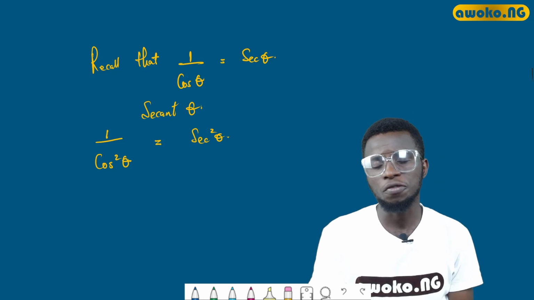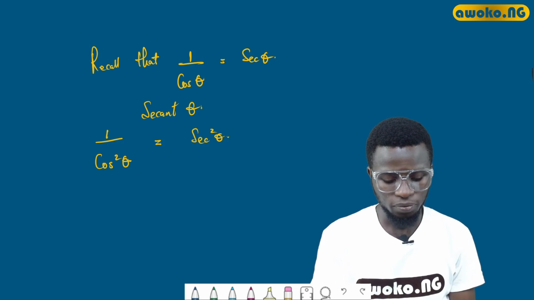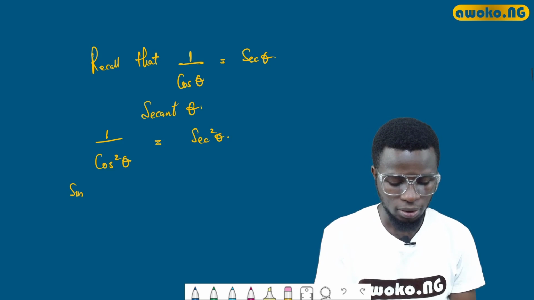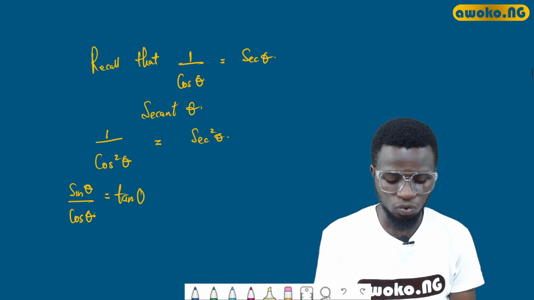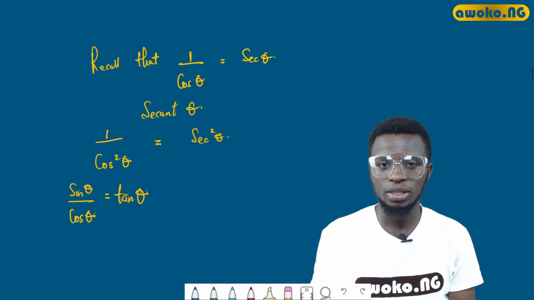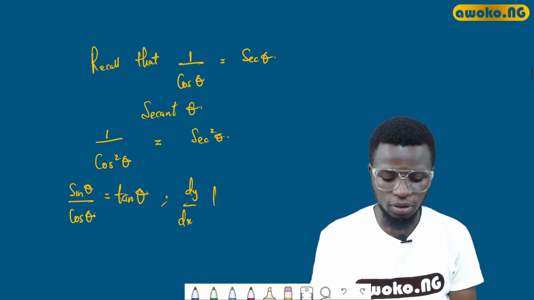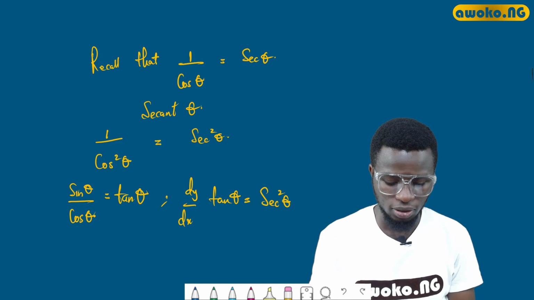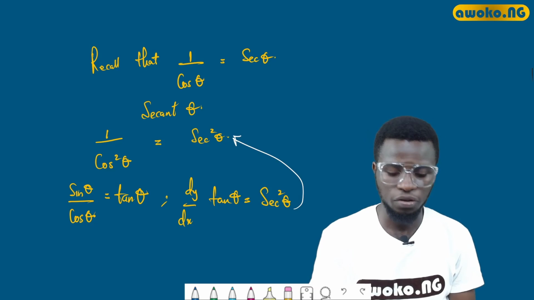And that is why, from our standard differential table, we're told that sine theta over cos theta, definitely from trigonometry, equals tan theta. And the differential of tan theta, that is dy/dx of tan theta, is equal to sec square theta. And that has been proven by our derivation.